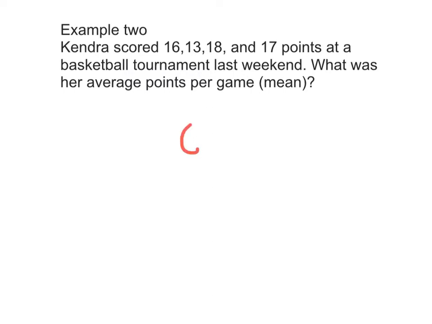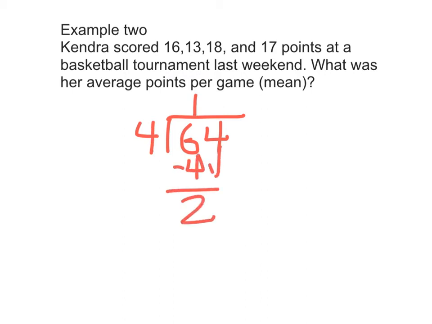Okay, well, I got 64, so hopefully you got the same. Now, what would we divide by? That's right, we divide by 4. So we divide 4 into 64. We get exactly 16. So Kendra's mean, or her scoring average, was 16 points per game.